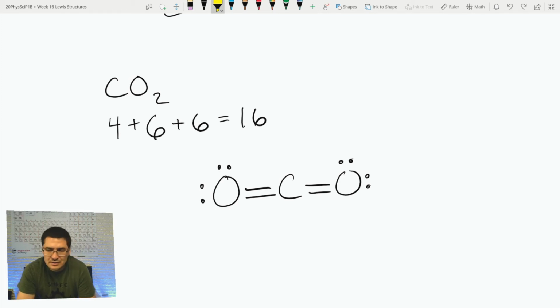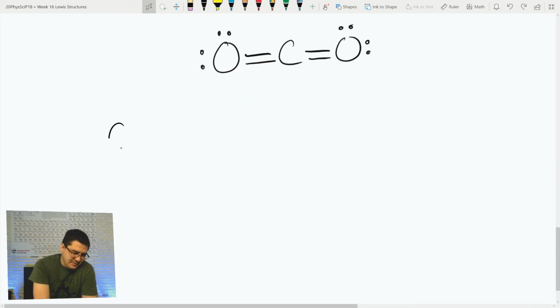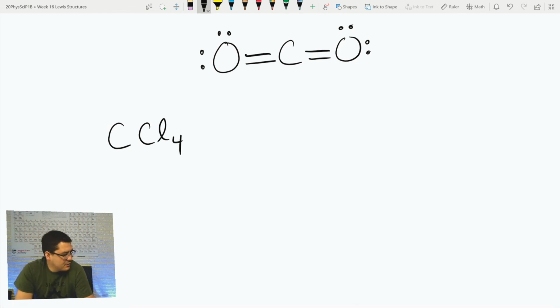Each line represents 2. Okay, let's try carbon tetrachloride, right? The prefix for 4 is tetra. Carbon tetrachloride. We use this in the semiconductor industry. Actually, let's make this more interesting. Let's do silicon tetrachloride. So we use this to grow silicon layers on wafers when we're about to produce processors for your phones or for your computer or anything like that. So very common chemical in the semiconductor industry.